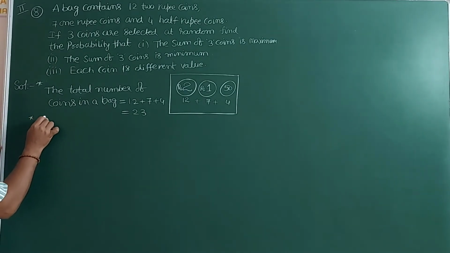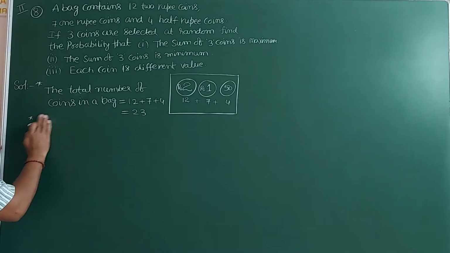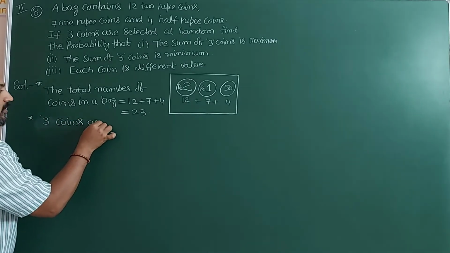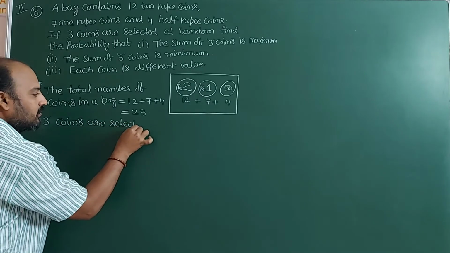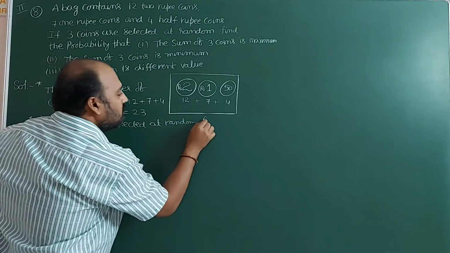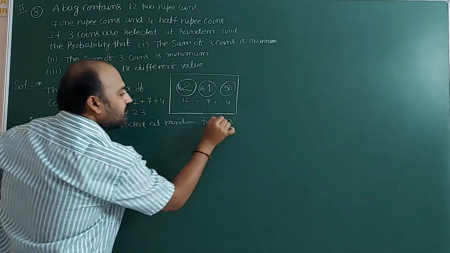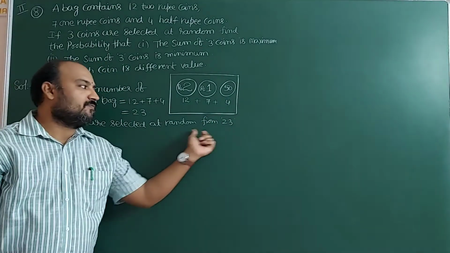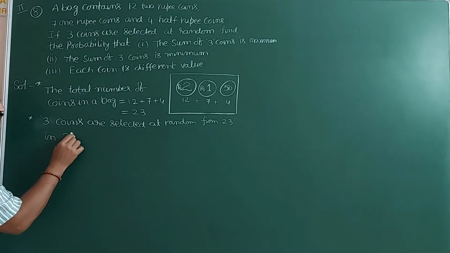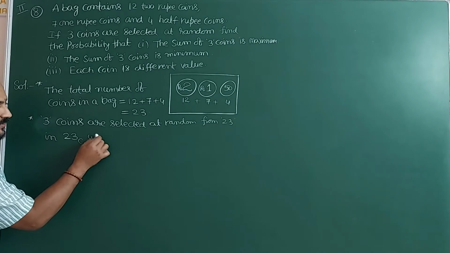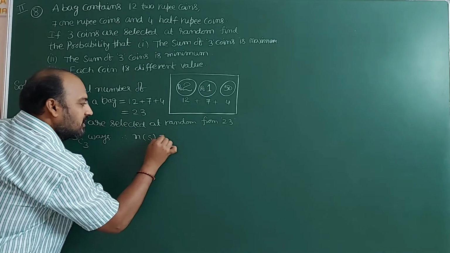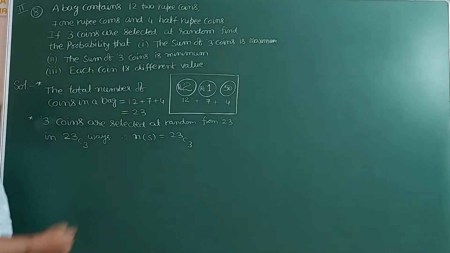3 coins are selected at random from 23. 3 coins are selected from 23 in 23C3 ways. That means n of S, the total number of possibilities, is 23C3.